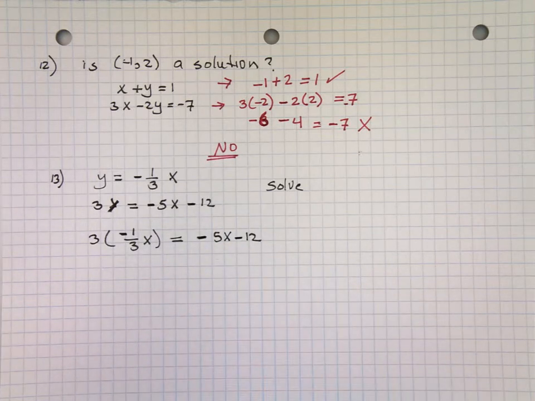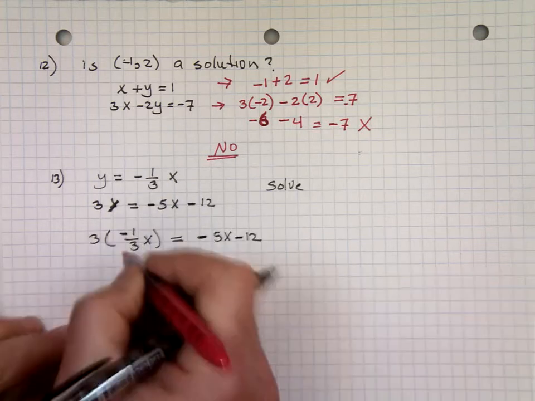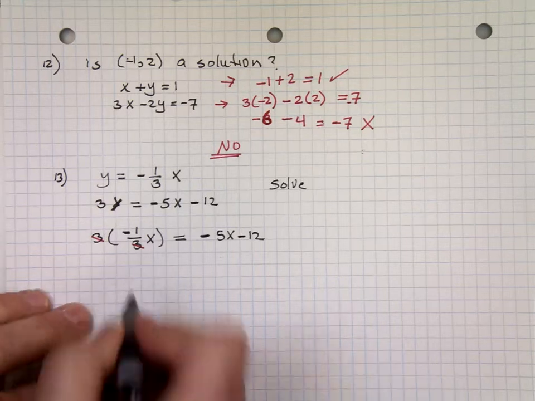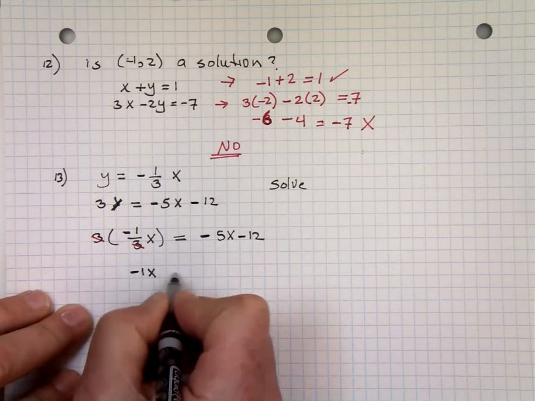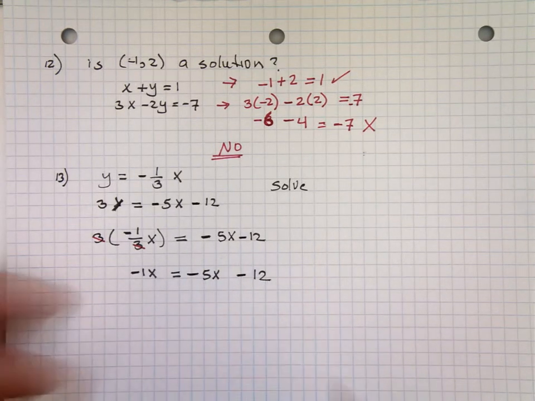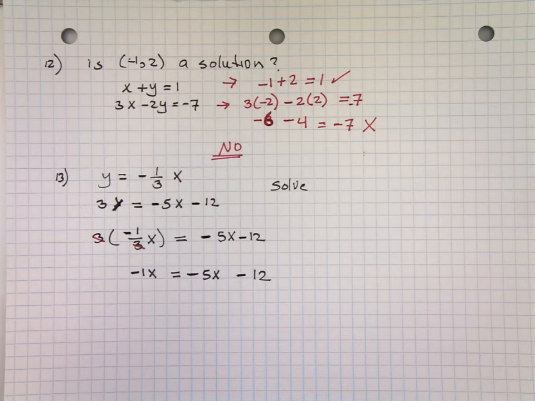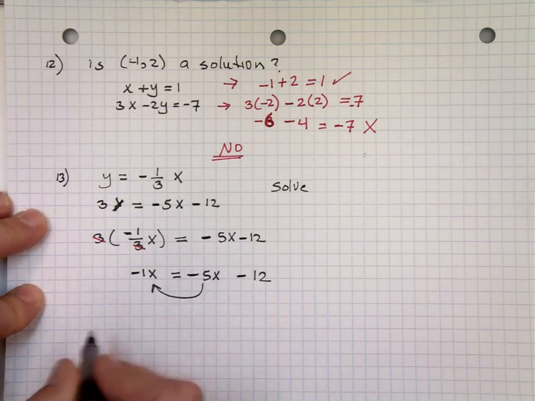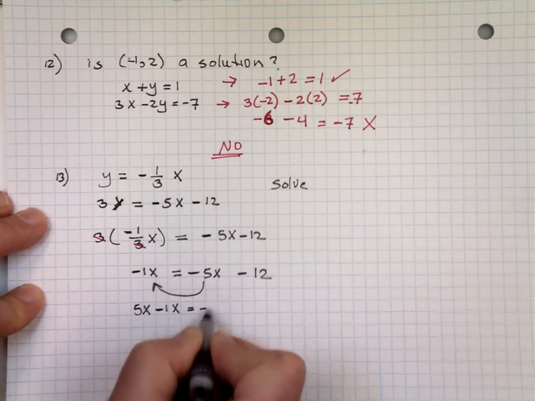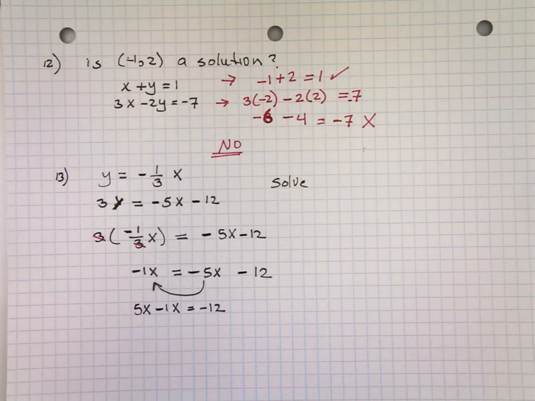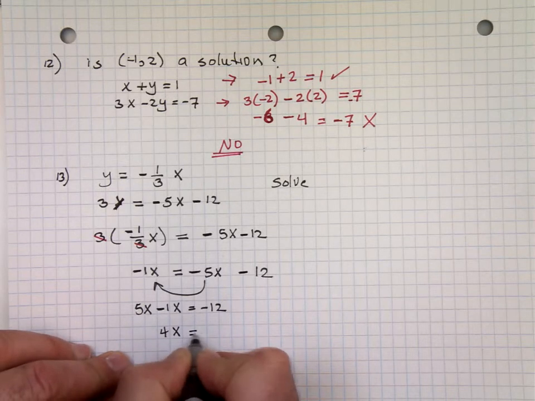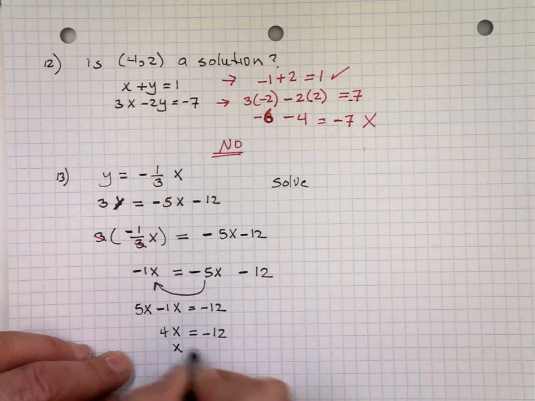And when you multiply these two numbers, what's going to happen to the 3's here? Cancel out, yep. So you're going to end up with minus 1x equals negative 5x minus 12. Can we solve it for x now? Isolate x. Bring that negative 5x to this side, it becomes positive 5x minus 1x equals negative 12. What's 5x minus 1x? 4x equals negative 12. What is x equal to? Negative 3. Good. That's x.